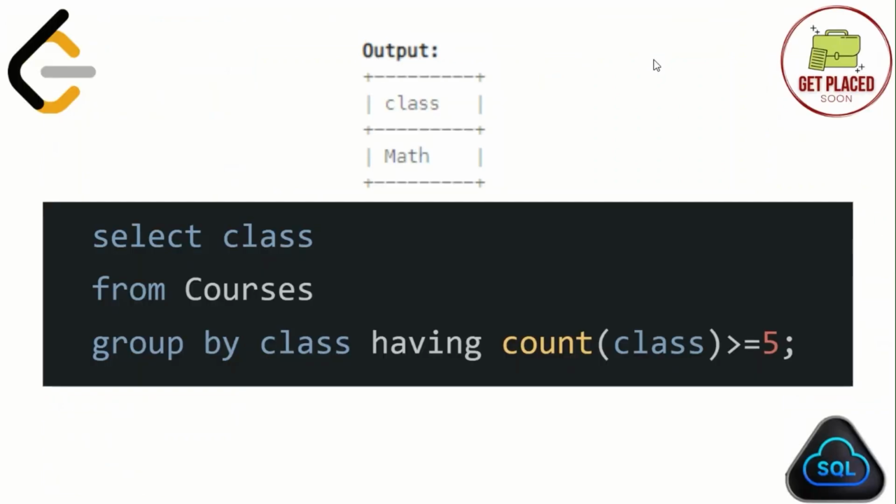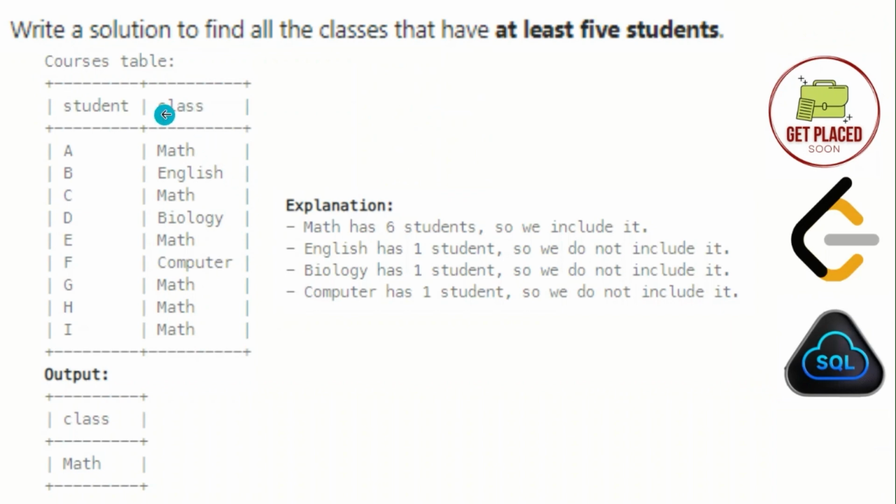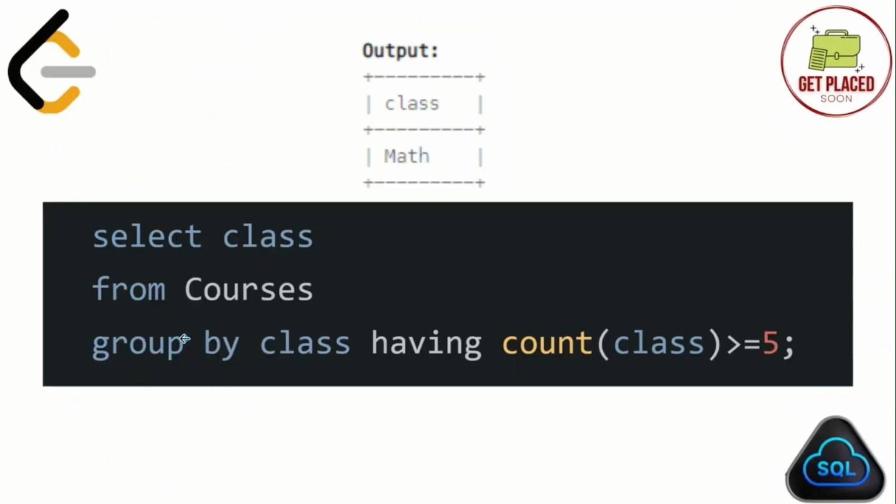Now the solution is pretty simple. I'm sure you don't need my explanation, it is pretty self-explanatory. We will select the column class, which we are supposed to show in the output, from the table courses, and we group by class. Why are we grouping by class? Because for the class value math, we may have multiple entries. That's why we group by class.